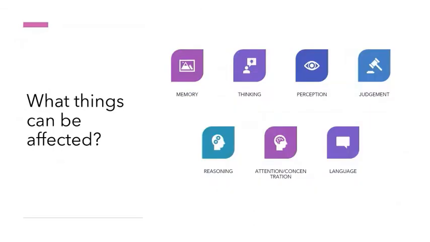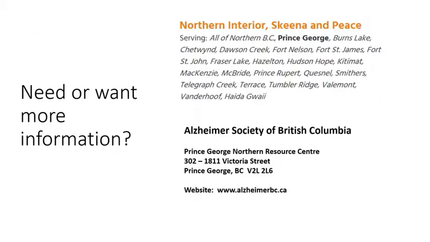Cognitive abilities that are frequently affected are short and long-term memory, the ability to think clearly, perceptual abilities, showing good judgment, being able to reason, having attention and concentration, as well as language skills. Hopefully, you have some good knowledge already about dementia. If you were wanting more, I would highly recommend contacting the Alzheimer's Resource Center. Their services are free and they can provide information and education on all sorts of dementia.